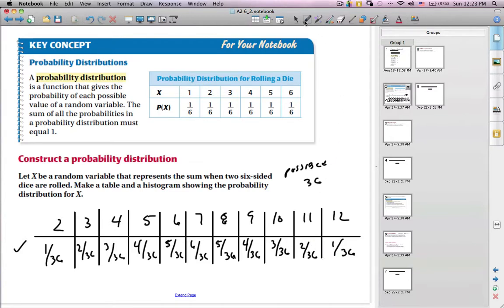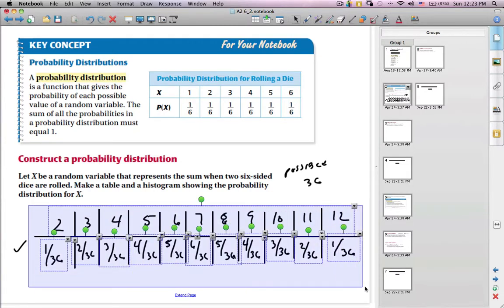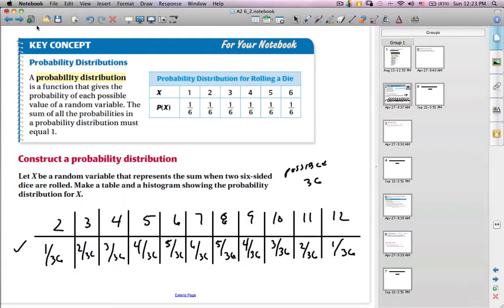Now, if I want to go ahead and take this and make a histogram, that's what it's asking me to do now, is make a histogram. So I'm going to copy this and I'm going to make a new page.